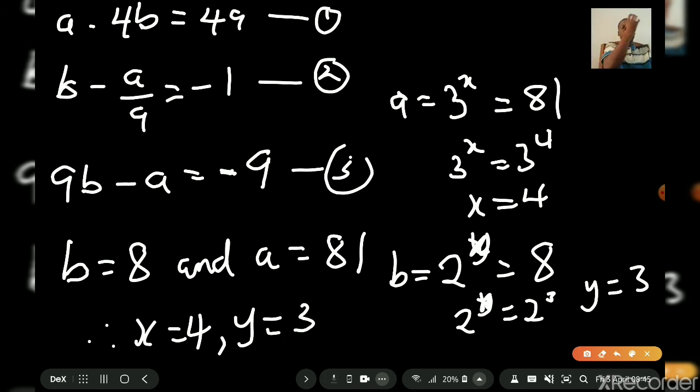As simple as that. Okay, so you just have to isolate, like we have been doing all this while. Isolate the common exponent and then represent them with a variable. Then you solve. Okay, is that okay? So basically, that's what you have to do when you are converting exponential equations into simultaneous equations.